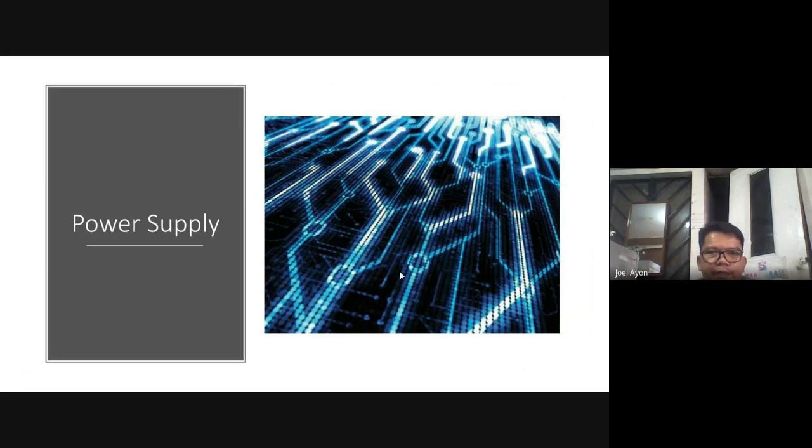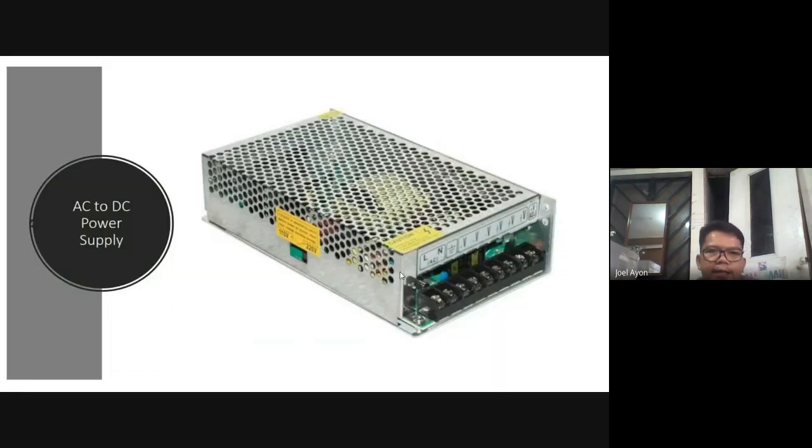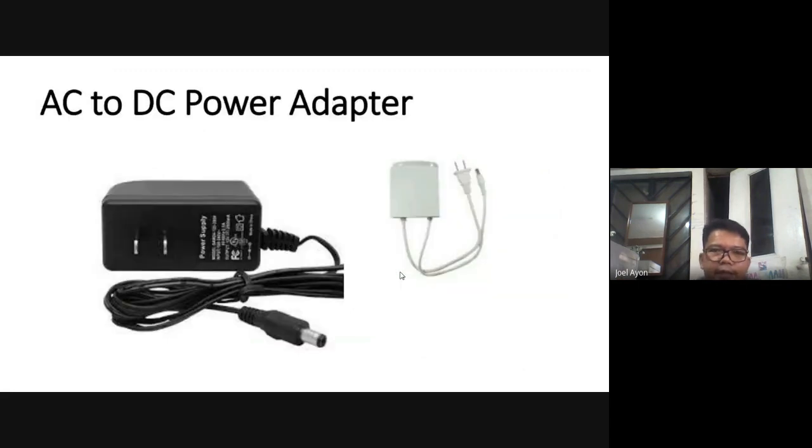And another component of CCTV is the power supply. Of course, the CCTV will not run without the power. We have here the centralized power supply or power supply box. This power supply, because the CCTV uses direct current, so that's why we have a converter type power supply from AC alternating current to direct current. So from AC to DC power adapter also, because most of the cameras are 12 volts, it uses a 12-volt adapter.